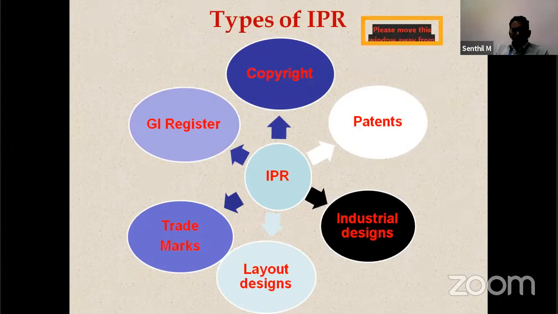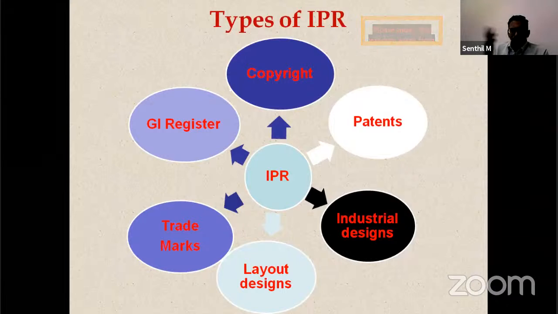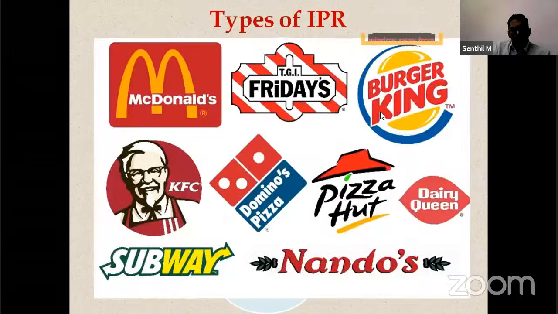So say, if at all we have a good software, we have a new invention on patents, or we have a new design on industrial design, or we have a new layout design, we can start our own company and we can go into trademarking. Trademark registers are available in different places. This is an example of different trademark registries.